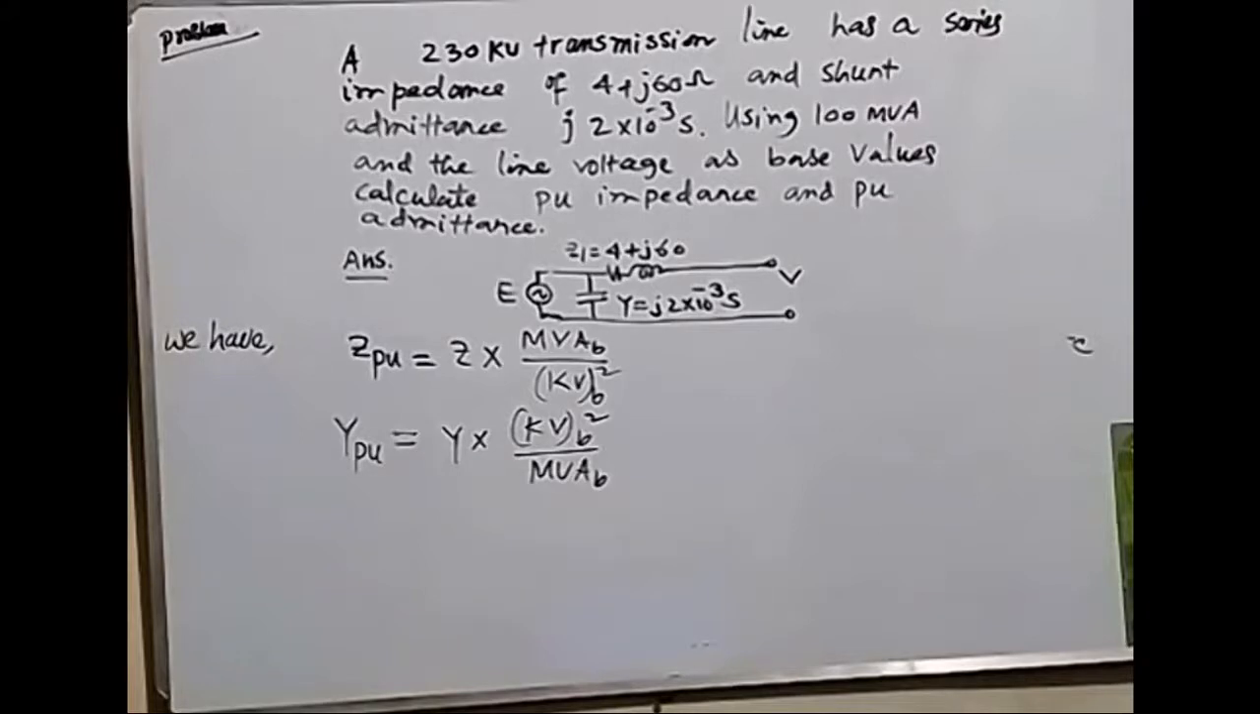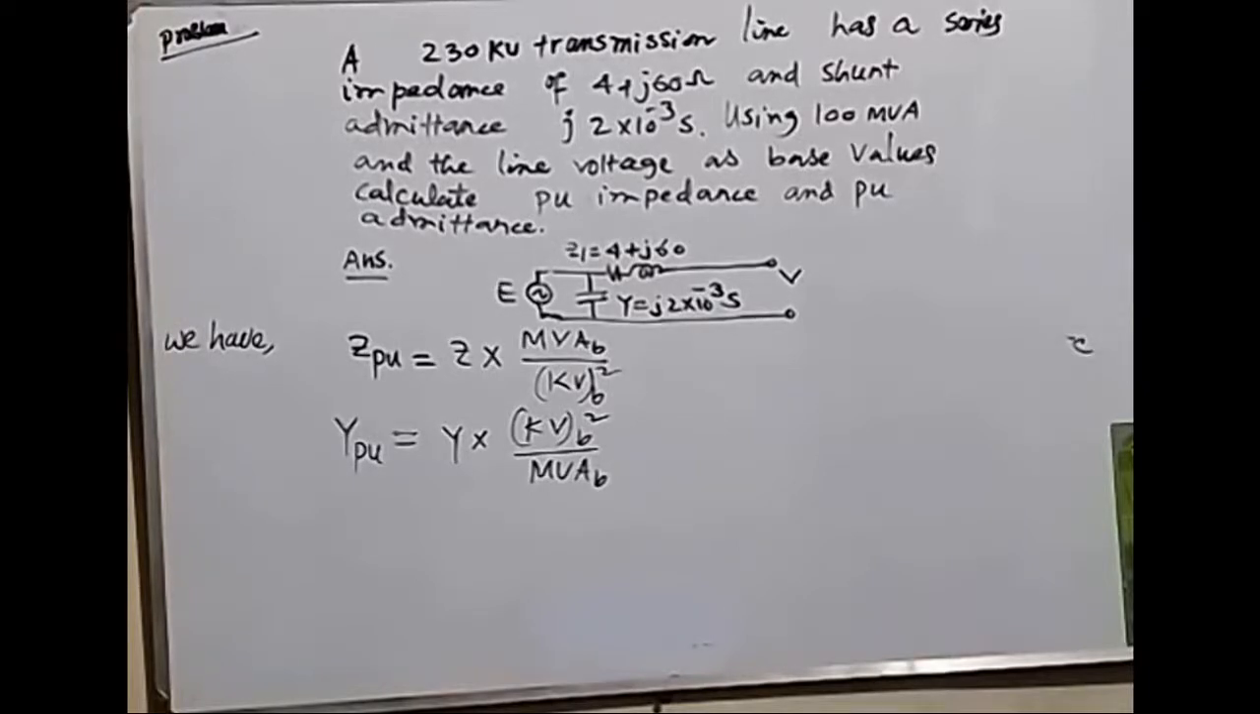You see the circuit. Series means which is in series. We have done that type of problem, but this problem is another, so you should note it down. The admittance is j 2 × 10⁻³. তাহলে what we can do? What is the formula of Z per unit? Z per unit equals Z actual value into MVA base divided by KV base squared.